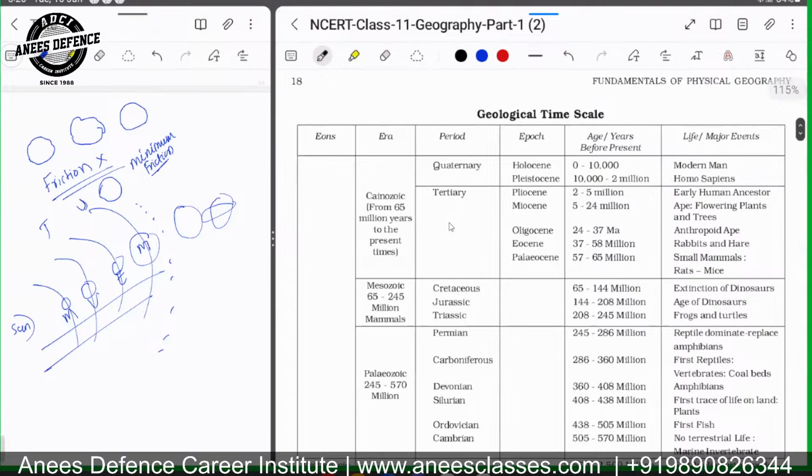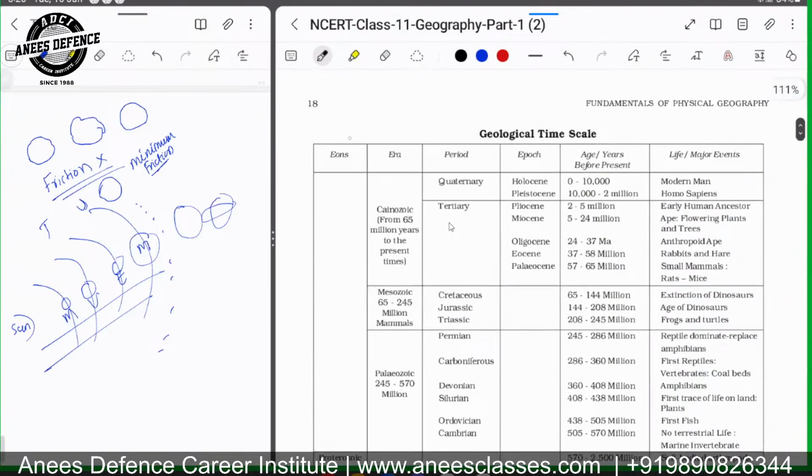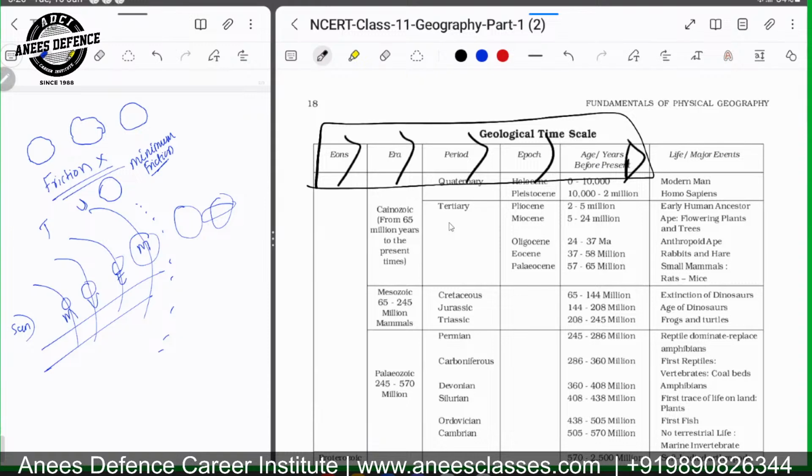So a question can also be asked on this: eon is greater than era is greater than period is greater than epoch is greater than ages. Okay, so this can be asked. Remember this: eon is greater than era is greater than period is greater than epoch.